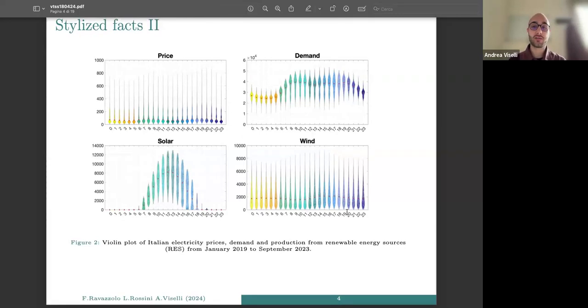Here, I consider instead data about Italy, and these violin plots show the distribution for each hour of the day of the electricity price, the forecasted demand, and the solar and wind production. I think this figure is nice because we can see very important patterns through the days that have to be considered when modeling electricity prices. In particular, the solar production and forecasted demand have peaks during the days, and these patterns are less evident for the price and the wind, which should be further viewed also from a monthly and hourly point of view.